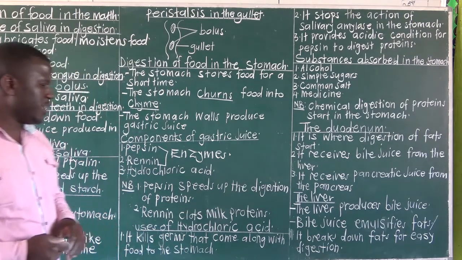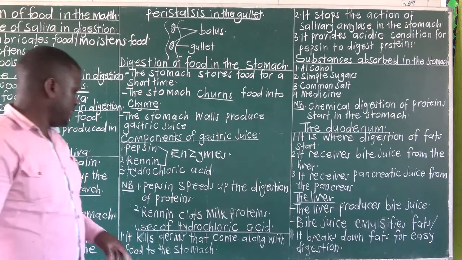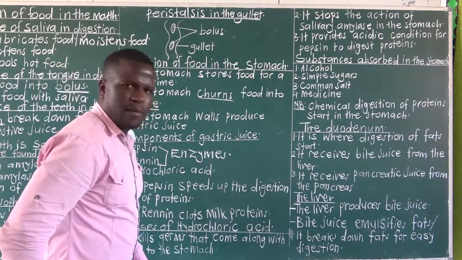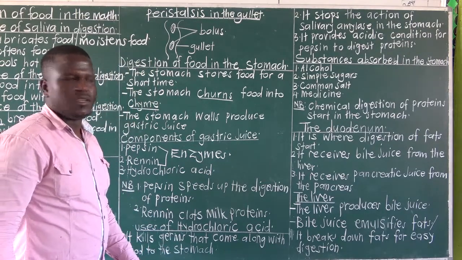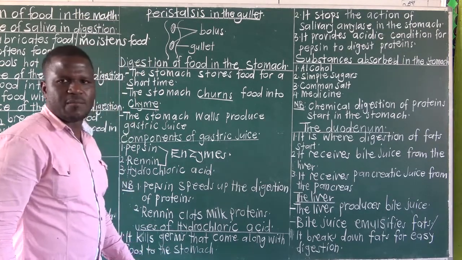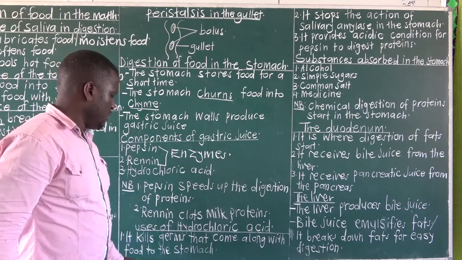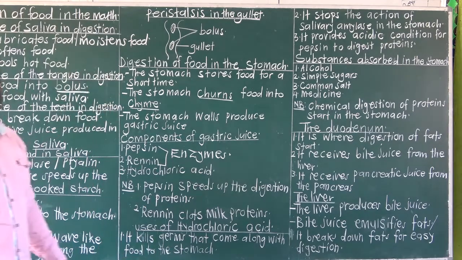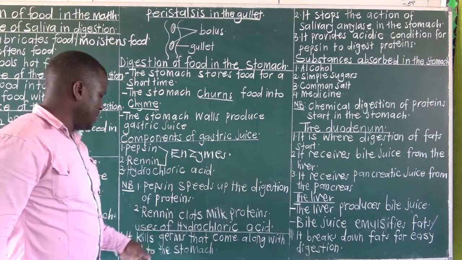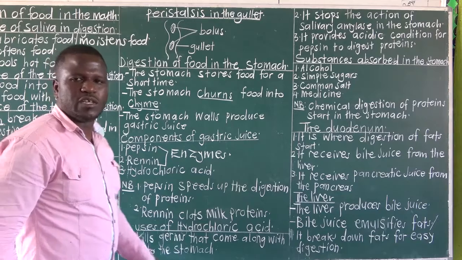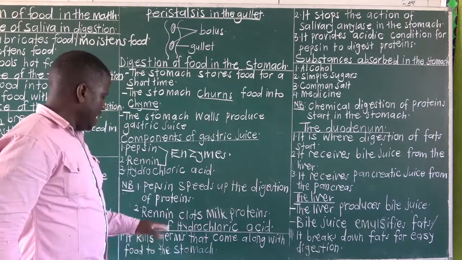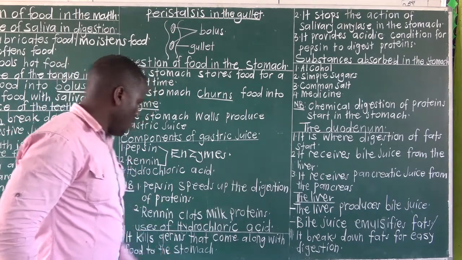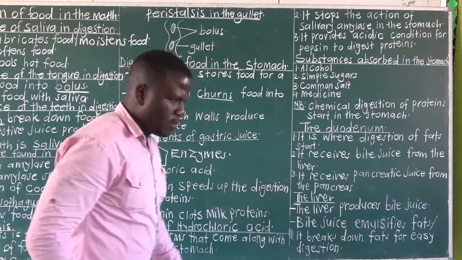Uses of hydrochloric acid. Hydrochloric acid kills germs that come along with food. So when food goes to the stomach and it has germs, hydrochloric acid helps to kill those germs. That's why we say it kills germs that come along with food to the stomach.